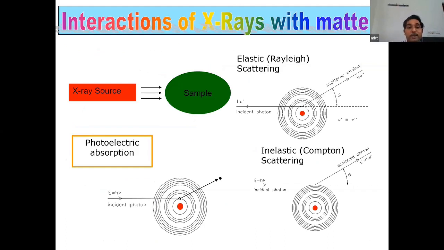So now I'm describing the interaction of X-rays with matter. You know all these things. When you allow the X-ray to fall on some sample, there are three processes that go on. First, the X-ray may scatter elastically, so the photon of energy arrives, and then it is scattered with the same energy, but there is some change in angle. So the energy doesn't change, only the angle changes.